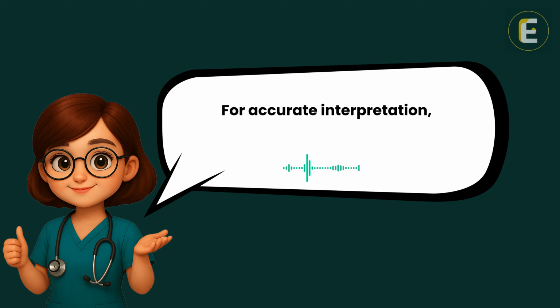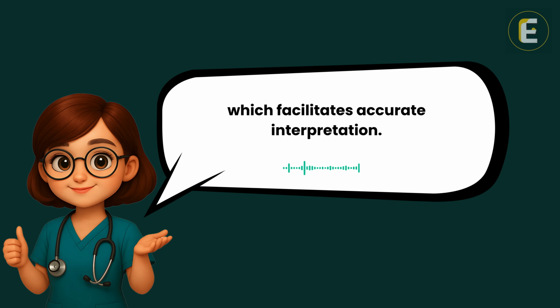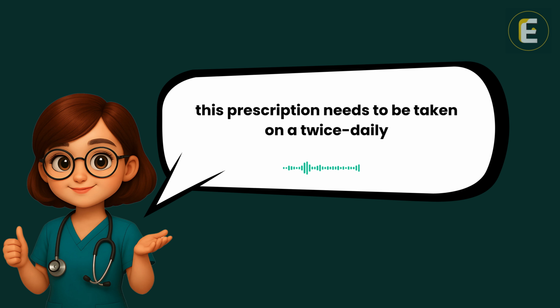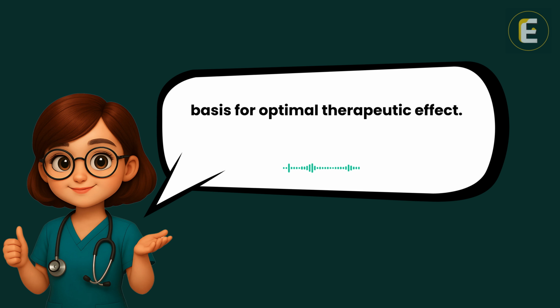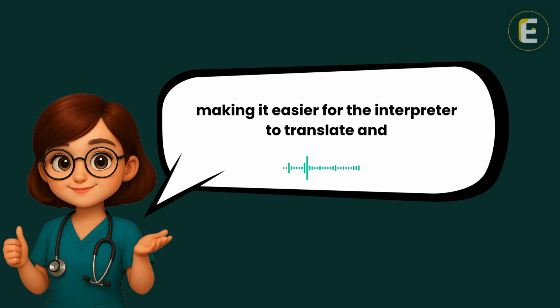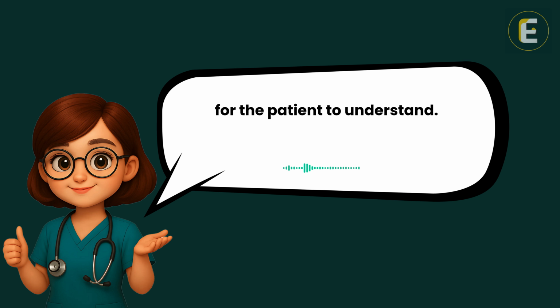For accurate interpretation, practice using short, clear sentences, which facilitates accurate interpretation. For example, you need to take this medication twice a day, rather than this prescription needs to be taken on a twice-daily basis for optimal therapeutic effect. Here, the provider uses simple language, making it easier for the interpreter to translate and for the patient to understand.